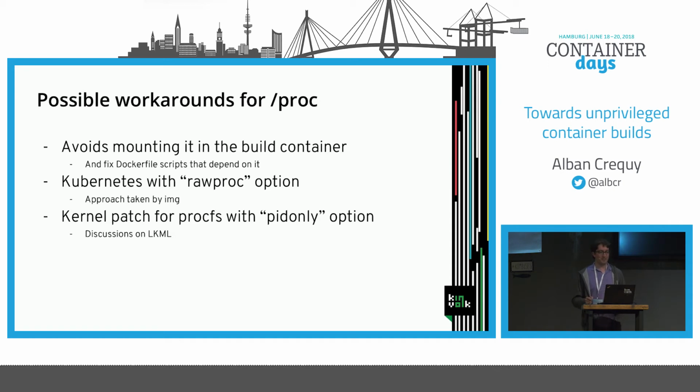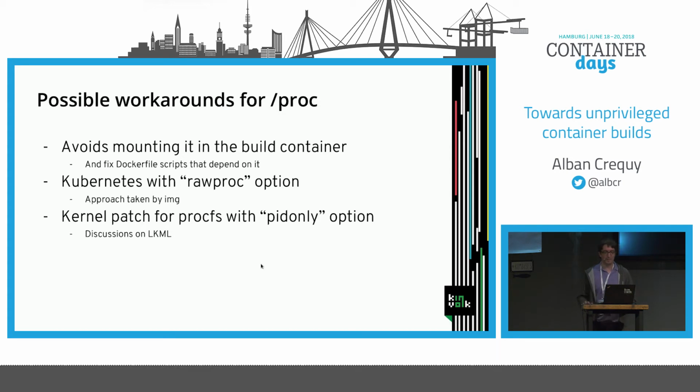Another approach was to add an option in Docker and in Kubernetes to say I don't want to mount /proc with all these hidden files, all these bind mounts, but instead mount a raw /proc with all the capabilities, and that's the approach taken by AMG. That makes it a bit more dangerous because that's giving some privilege, but at least that's better than not working.